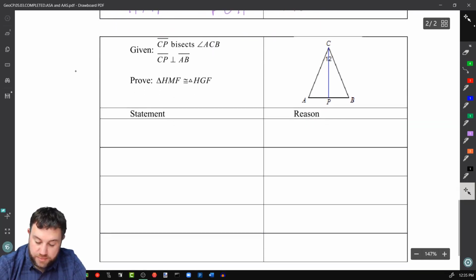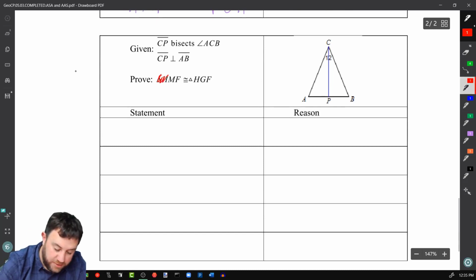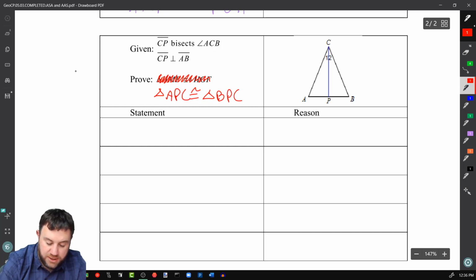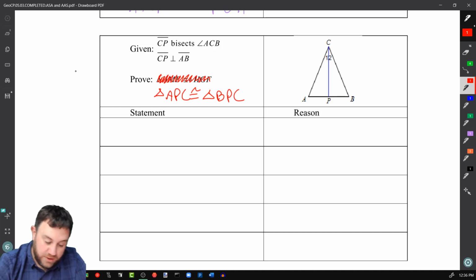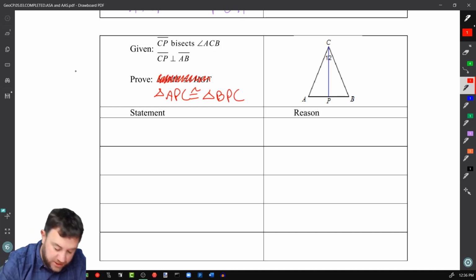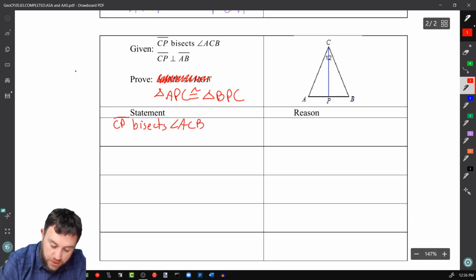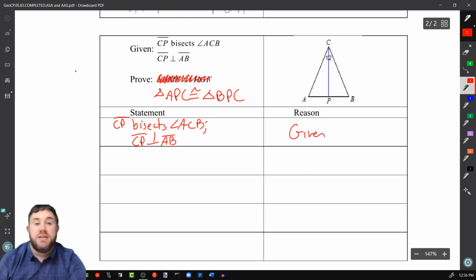In our last proof, right off the bat, my triangles are named wrong. We want to prove triangle APC is congruent to triangle BPC because there is no HMF on this figure. Let's go ahead and write our given statements in. CP bisects angle ACB, and CP is perpendicular to AB, and our reason for that is given.